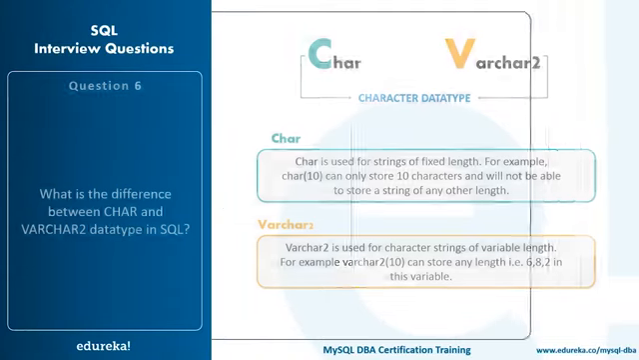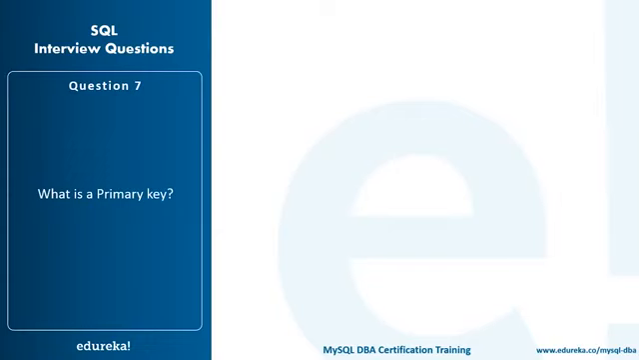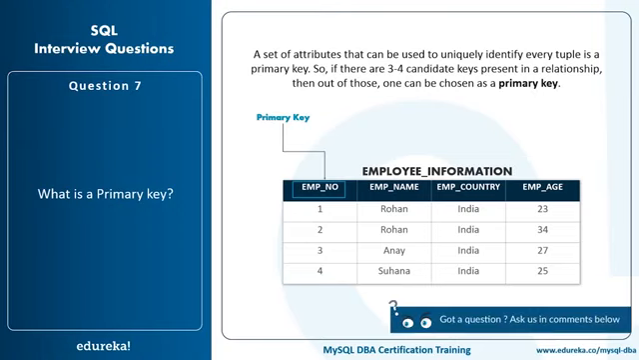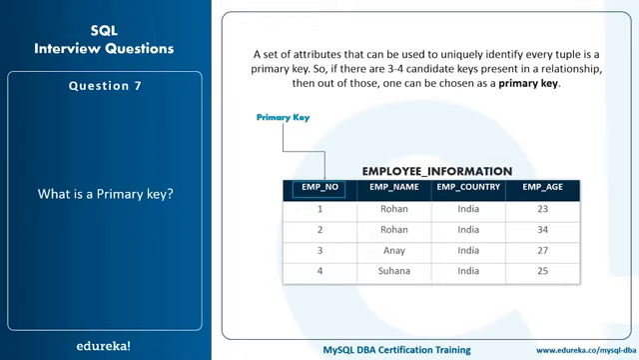Now, moving on to our next question, that is, what is a primary key? Now, when you're working in a database field, obviously a company can have n number of databases having n number of tables inside it. Each and every table in a database has to be connected with the other table, right? For that, we need to uniquely identify a table, or you can say you need to uniquely identify a column. So basically, a primary key is a set of attributes that can be used to uniquely identify every tuple. So if there are around 3 to 4 candidate keys present in a relationship, then out of those, one can be chosen as the primary key.